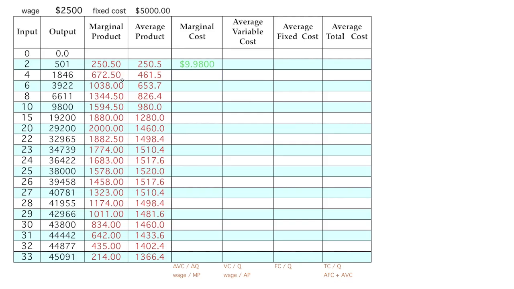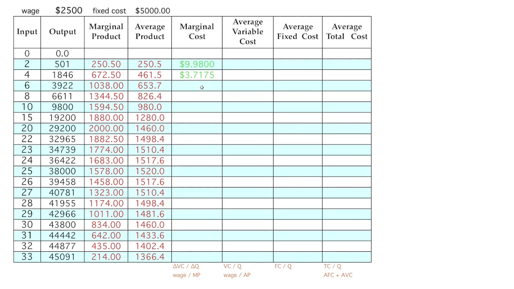The other way to do it is if you already have figured out the marginal product, you can take the wage of 2,500 and divide it by the marginal product. The wage divided by marginal product will give you the marginal cost as well. And so that's going to be 3.7175. But again, you could either get that by taking 5,000, which is the change in your variable cost, divided by 1,345, the difference in your output, or take the wage of 2,500 divided by 672.5. Either way, you get that answer.